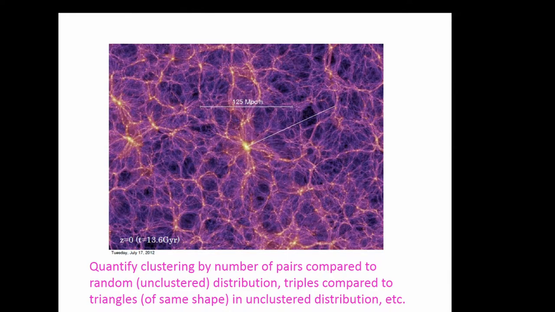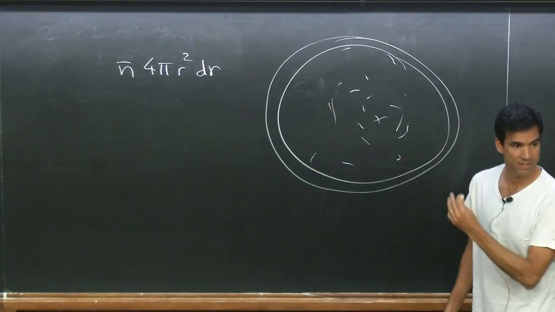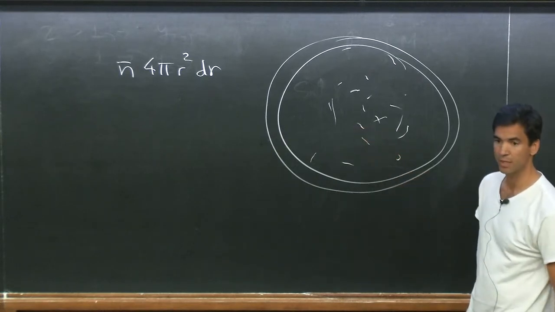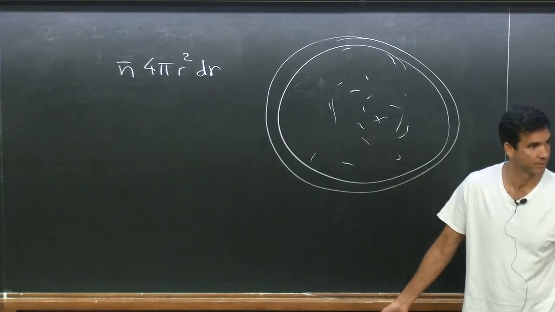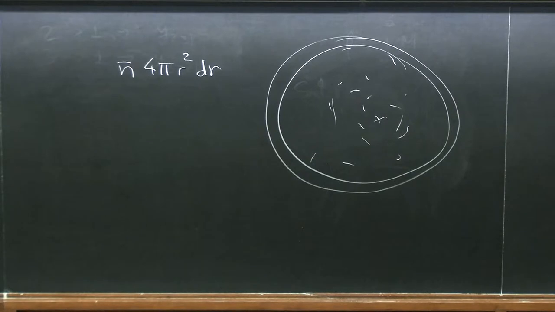What do we expect for a random distribution of points? If I'm sitting here, and I want to know how many particles are in there, and the particles are distributed at random, with some number density n bar, then the number in this volume is n bar times 4 pi r squared dr. That's the expectation if it's a random distribution. So you do the counts, you compare to this one, and the difference you say is because of clustering. Okay? This is just showing you that you do it for all the pairs.